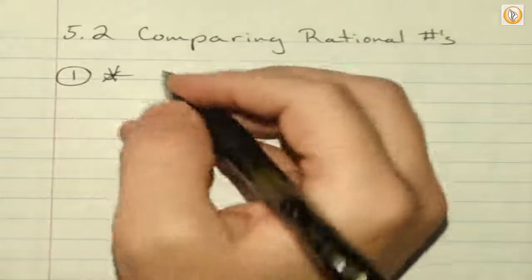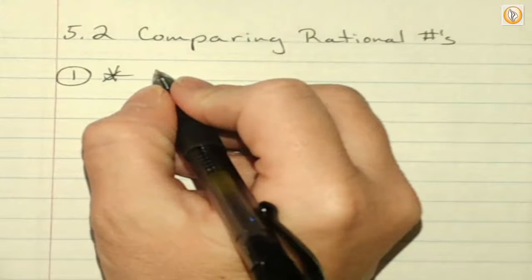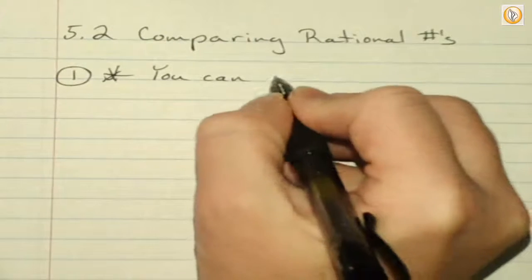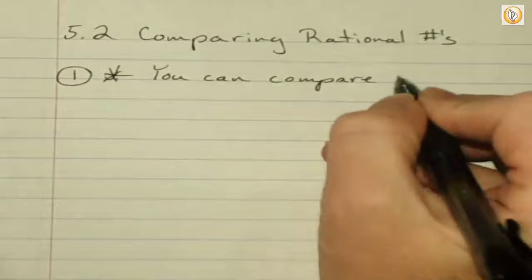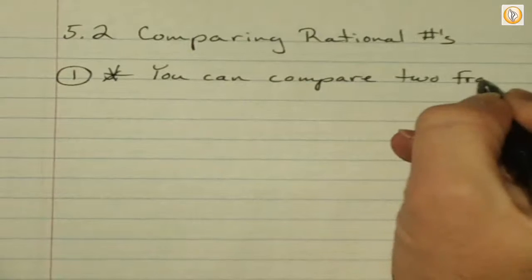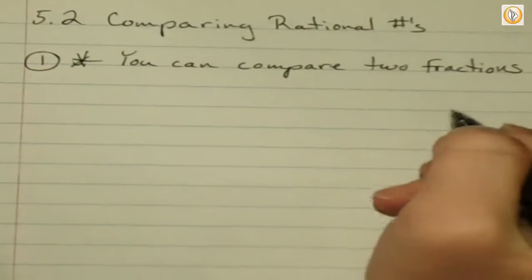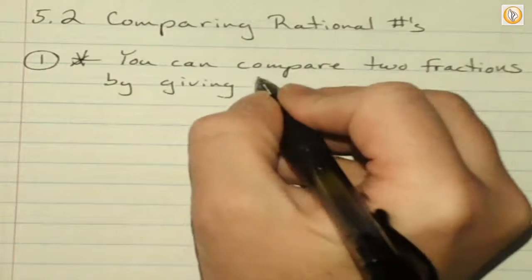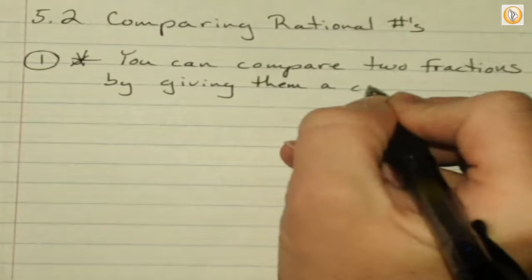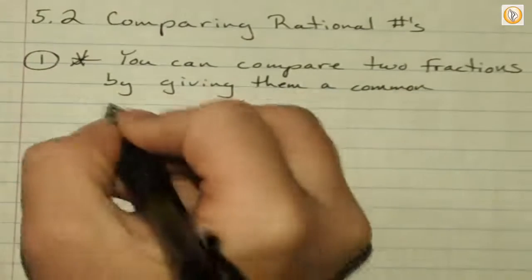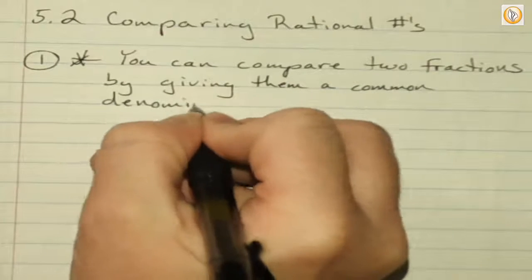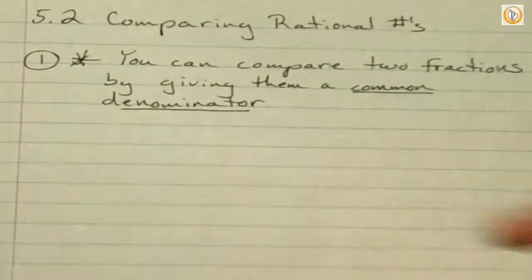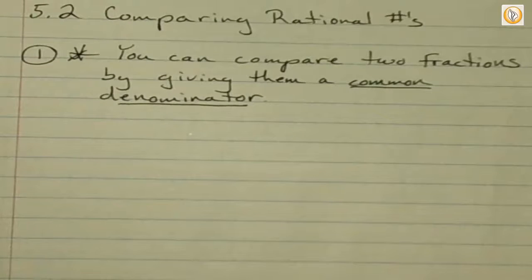All right, one way of comparing fractions, like greater than, less than, which one's bigger, smaller, and everything: you can compare two fractions by giving them a common denominator. And of course, you got to change the numerator.